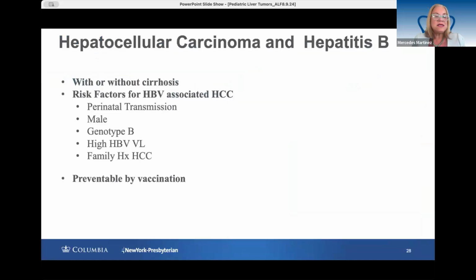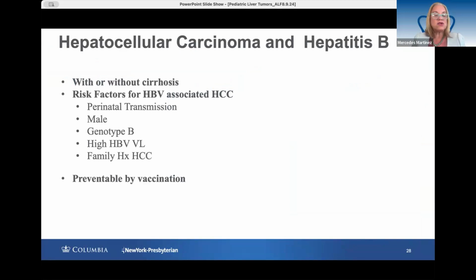I want to pay special attention to hepatocellular carcinoma and hepatitis B, because in patients with hepatitis B, HCC can arise from a cirrhotic or non-cirrhotic liver. Then you can have a patient without cirrhosis and still they can have hepatocellular carcinoma, which is different from hepatitis C and other causes of liver disease.